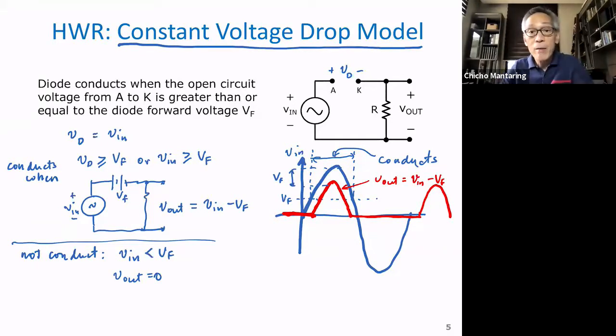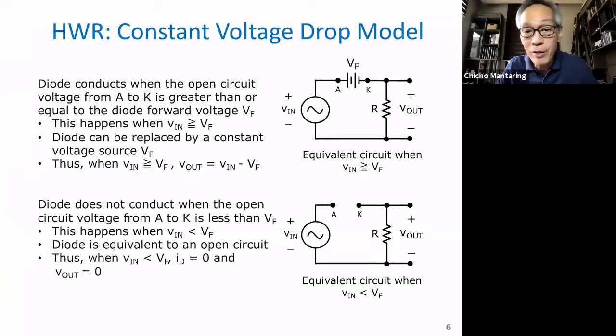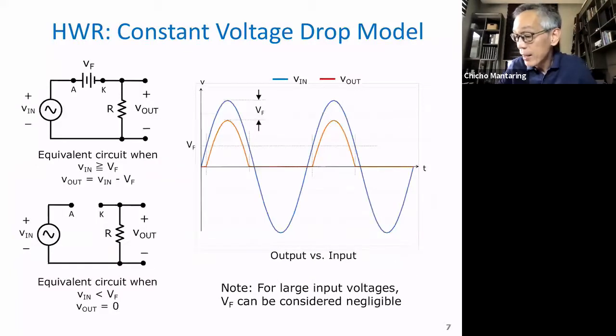Okay, any other question? Okay, so this is just an explanation of what I already said. In effect, this is the equivalent circuit when V in is greater than or equal to V sub F, and V out is V in minus V sub F. This is the equivalent circuit when V in is less than V sub F. V out is equal to 0. So now this is your plot of V out versus V in.